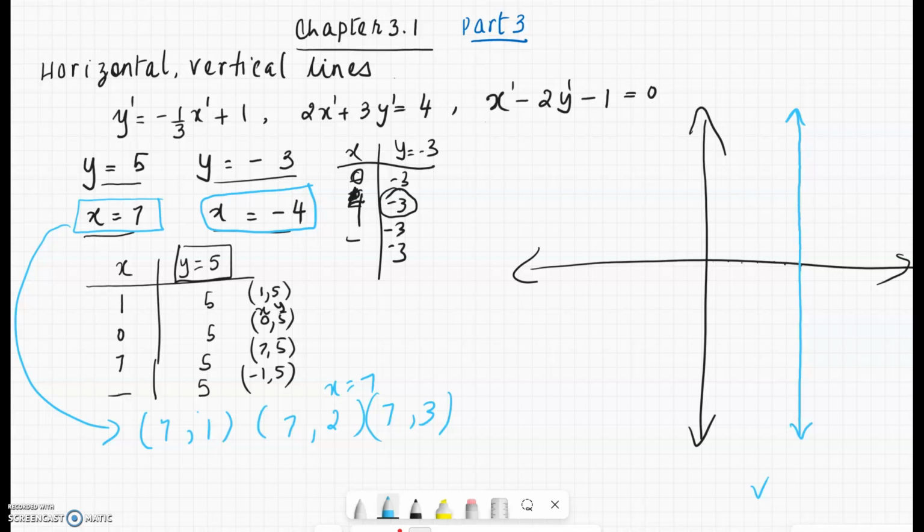No matter what y is, x is always going to be equal to negative 4. So 1, 2, 3, and that's negative 4. If x is always negative 4, no matter what y is, y can range from negative infinity to positive infinity, but x is always going to equal negative 4. So anything in the form x equals a number is going to be a vertical line, and any equation y equals b is always going to be a horizontal line. That's how vertical and horizontal lines work.